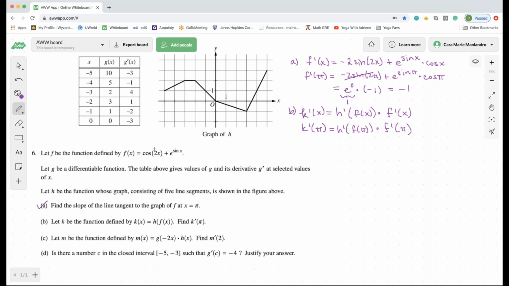Okay, so let's figure out what f of pi is. Oh, that's kind of helpful. We already found what f prime of pi is. It's -1. So f of pi is cosine of 2 pi plus e to the sine of pi. All right then. So what is cosine of 2 pi?